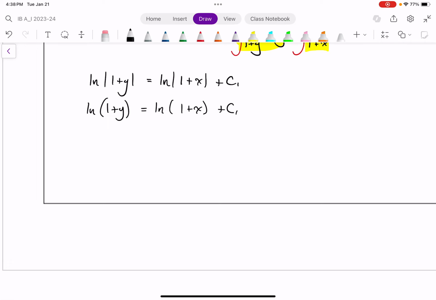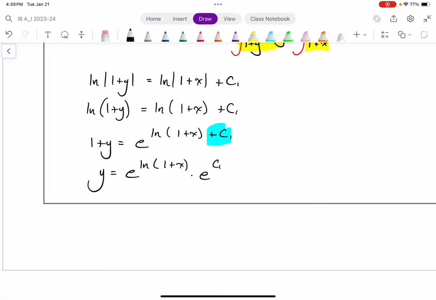Raise everything as a power to a base of e, then I have just 1 plus y on one side, and I have e to the natural logarithm of 1 plus x plus this constant on the other. Subtract 1 from both sides, and I get y equals e to the natural logarithm of 1 plus x. Now at this point, like we saw before, instead of adding this constant c1 in the exponent, I'm going to write it as multiplied by e to the power of c1 right here, and then minus 1 from this, because I subtracted 1 from both sides. And that constant of e to the power of c1, I'm just going to write that now as just c.